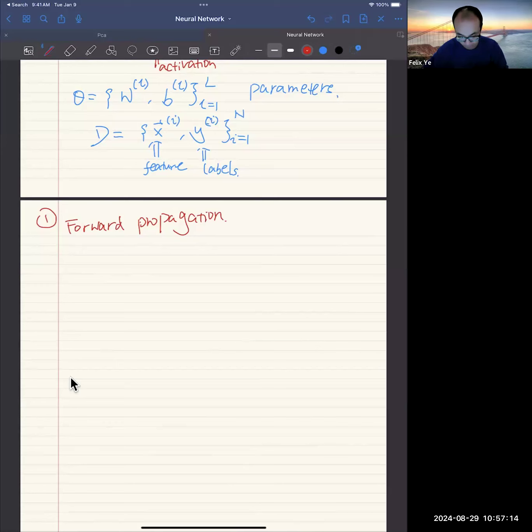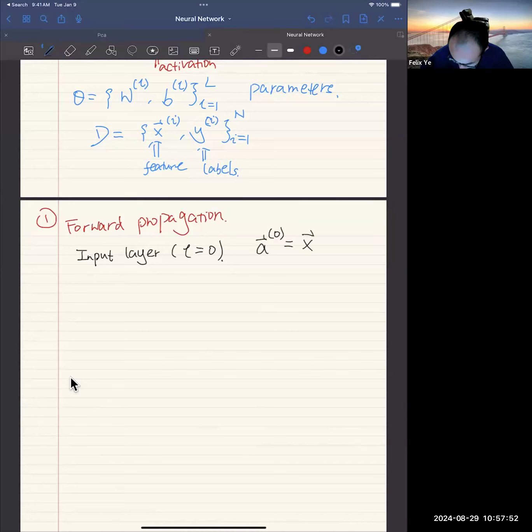The first thing is, for example, I'm going to call the input layer L equal to 0. So that's the 0th layer that I just want to set. And I don't have input and output because for the input layer I just have the value coming from the features. So that means my A0 is simply from these features X.